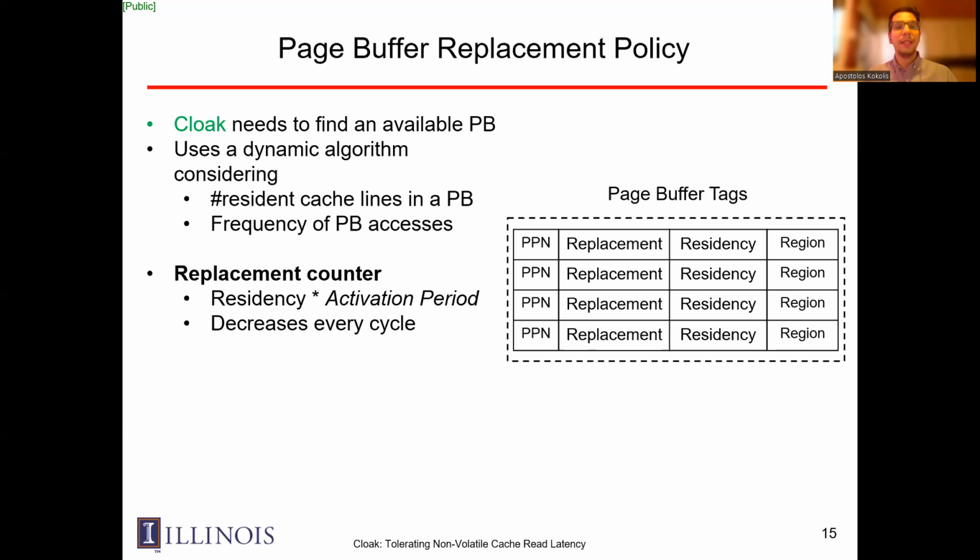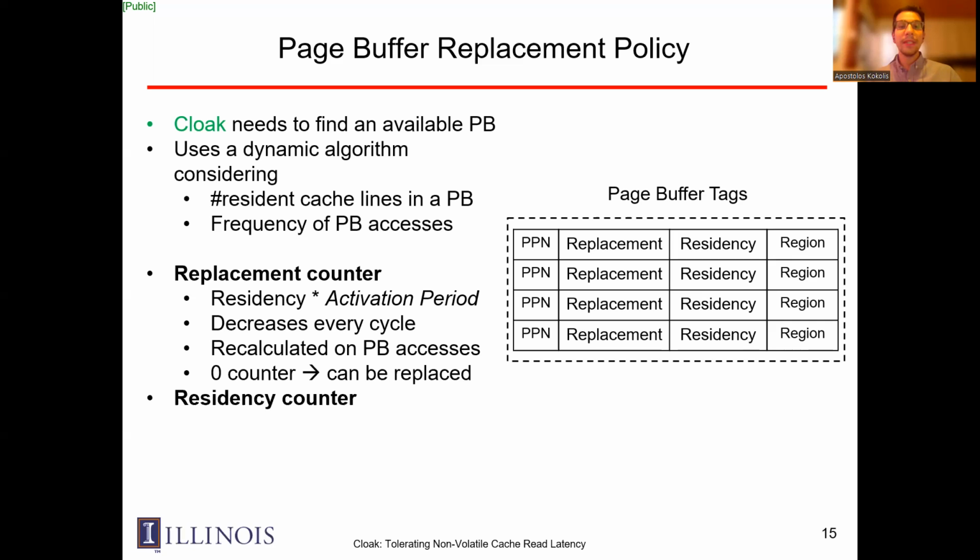The replacement counter decreases every cycle and is recalculated on every page buffer access, always as the product of the residency counter with the activation period. Once the replacement counter reaches 0, it means that the page buffer entry is subject to replacement. The residency counter keeps track of how many cache lines are currently present in this page buffer. On a page buffer read, it decreases by 1, and on a page buffer write, it increases by 1.